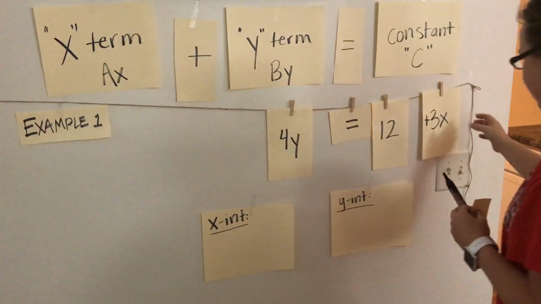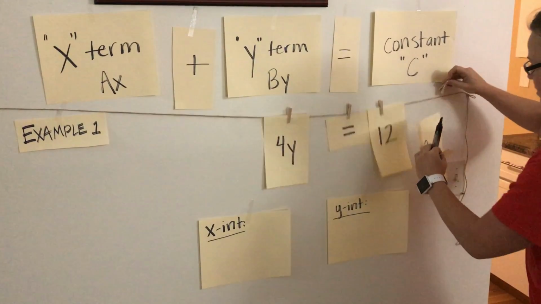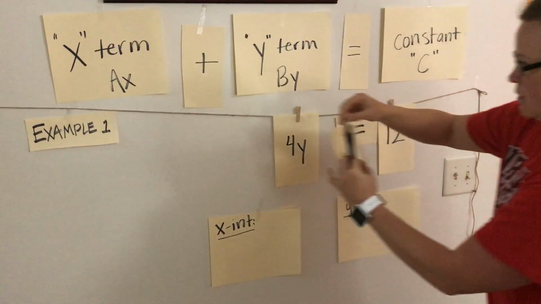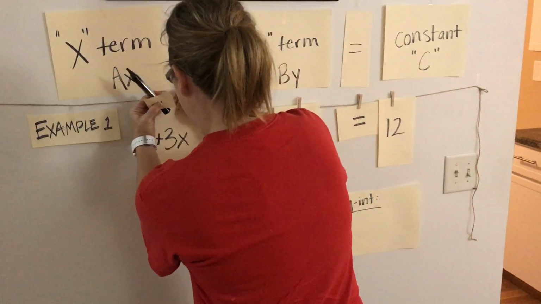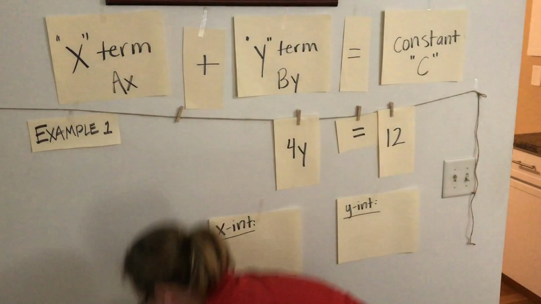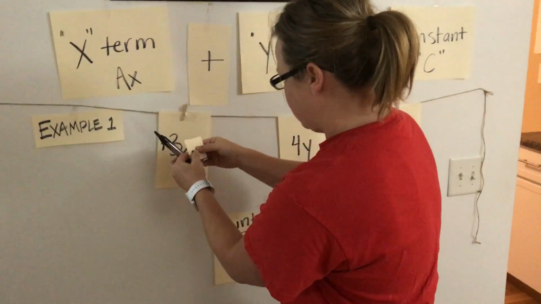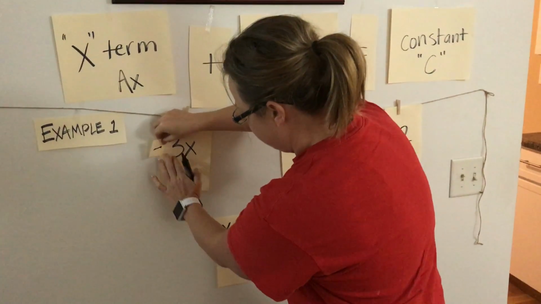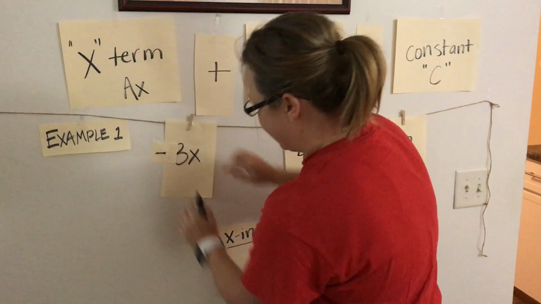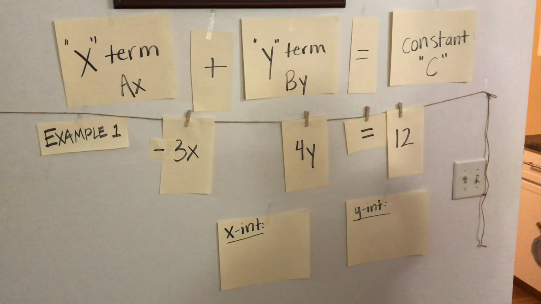Okay, so I'm going to take the positive 3X, and if we move it to the other side, we can slide it over here. All right, but if we move a term, remember that's also going to change the sign of our term. So now instead of a positive 3x, we have a negative 3x, okay?